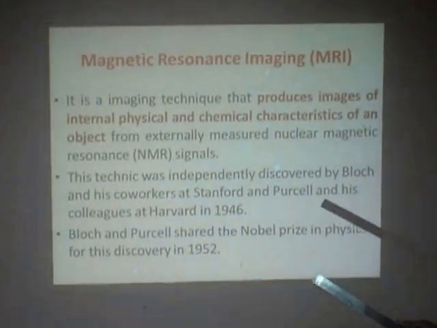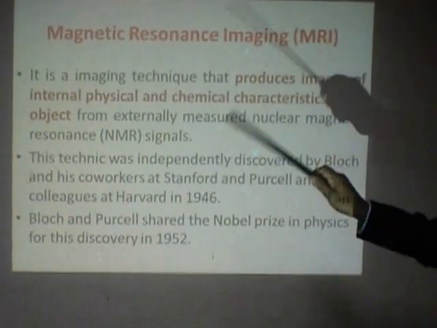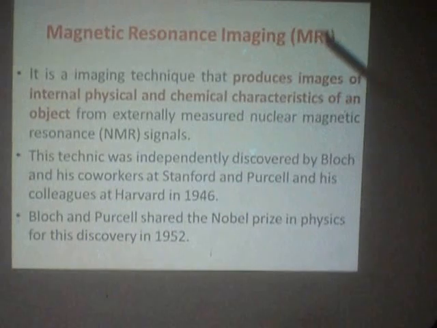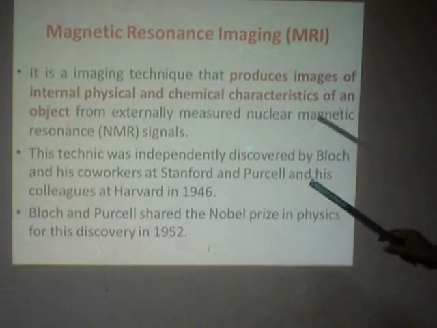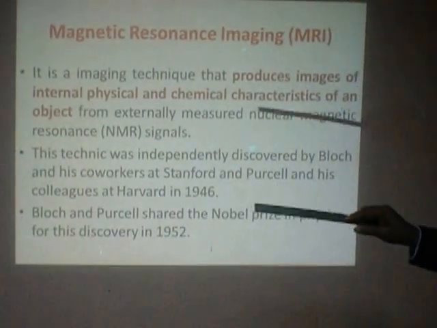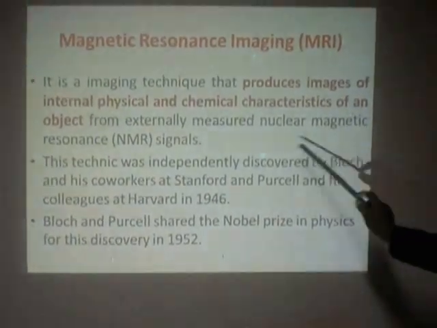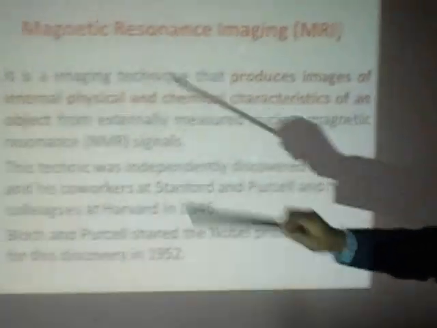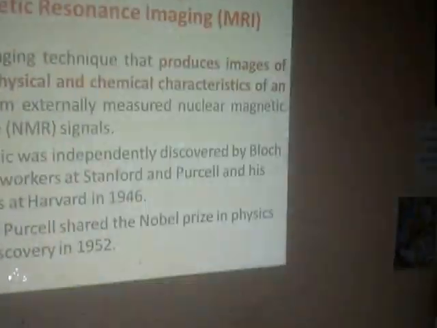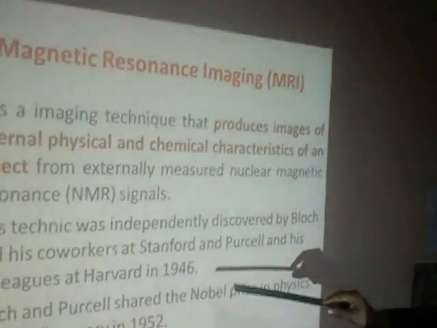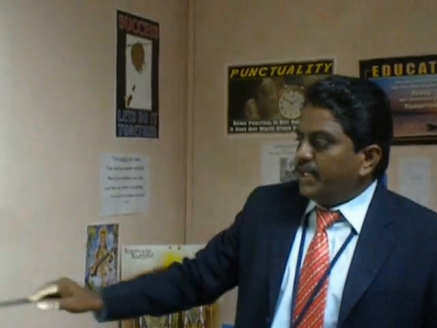Now we will move into the anatomical modalities. This MRI image comes under anatomical modalities. Now we will move into the in-depth concept of MRI. It is an imaging technique that produces images of internal physical and chemical characteristics of an object from externally measured nuclear magnetic resonance signals, that is called NMR signal. This technique was independently discovered by Bloch and his co-workers at Stanford and Purcell and his colleagues at Harvard in 1946. Bloch and Purcell shared the Nobel Prize in Physics for the discovery in 1952.